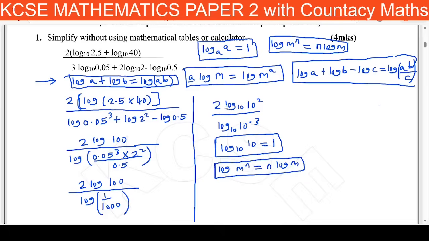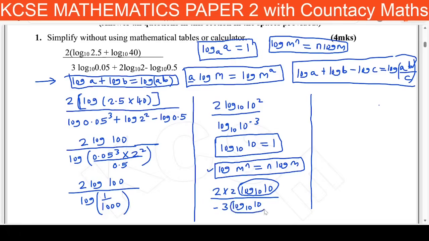So what we have here is that we are going to shift these 2 from here to here, such that we get 2 multiplied by 2 logarithm of 10 base 10, and then we divide by, we shift this negative 3 to this location here. You have negative 3. Remember, this is the law that we are applying to do that. So we'll have negative 3, and then we have log 10 base 10 like that. So finally, you see this part here. This is log 10 base 10, and this is log 10 base 10.